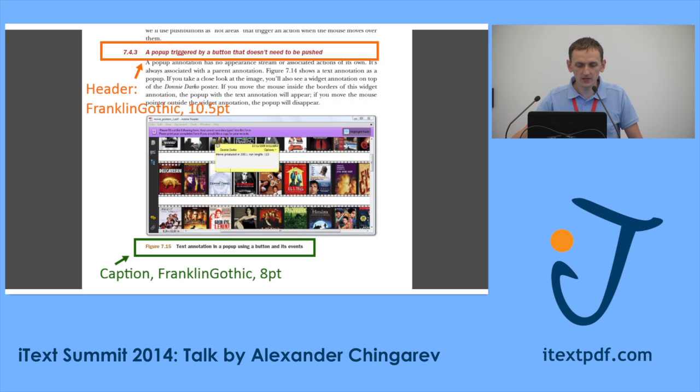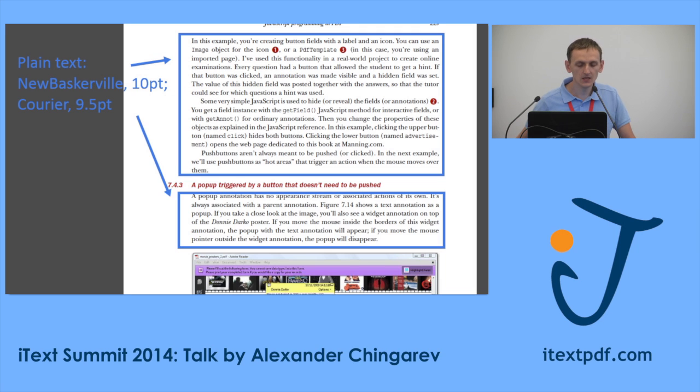Now again with the Acrobat tool we know that the heading is written with Franklin Gothic font of 10.5 size, and the image caption is written with the same Franklin Gothic font but with a different font size. It's 8 points. And finally we have several plain text areas which actually consist of two different fonts: a New Baskerville font of 10 points for regular text, and a Courier font of 9.5 points for code example injections.